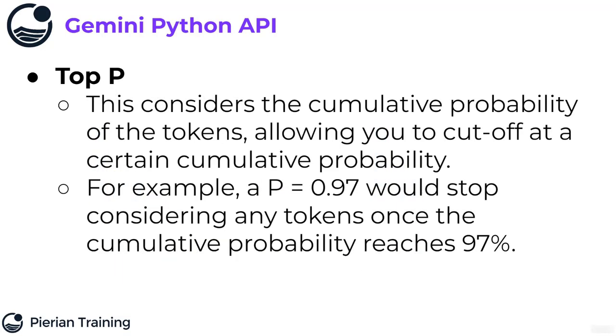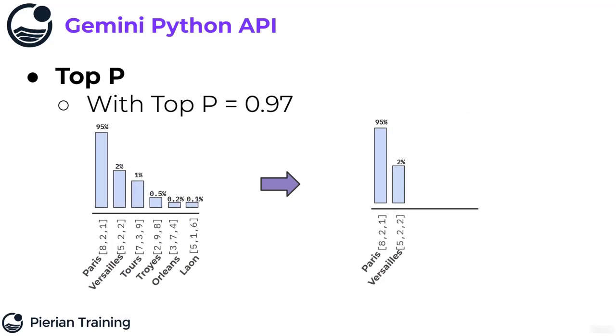Now what about top P? Top P considers the cumulative probability of the tokens, basically where you add up the probabilities from the most likely to the least likely. And that actually allows you to cut off at a certain cumulative probability. For example, if you set P equal to 0.97, that would stop considering any tokens once the cumulative probability reaches 97%. So for example, we can see from our original probability distribution, if I only consider Paris and Versailles as my answers, that hits my threshold of the 97% cumulative probability because I'm adding 95% to 2% and then I have 97. If I was considering 98% as my top P, then I would also add in the next token.